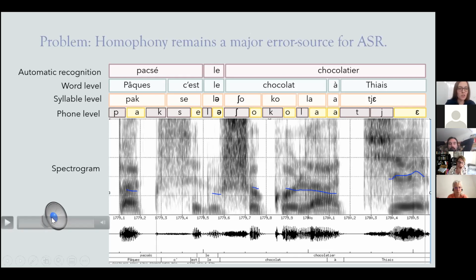So you're going to listen to something. I hope you can hear it. It's taken from a corpus we have at LIMSI. I'll play it now.